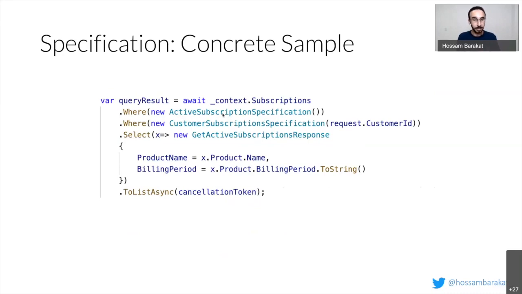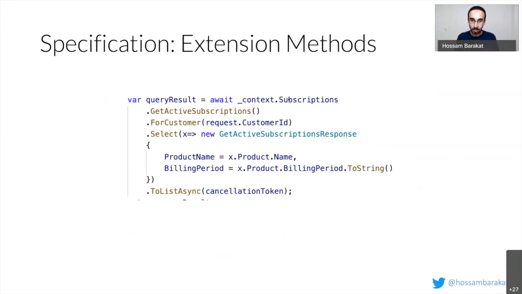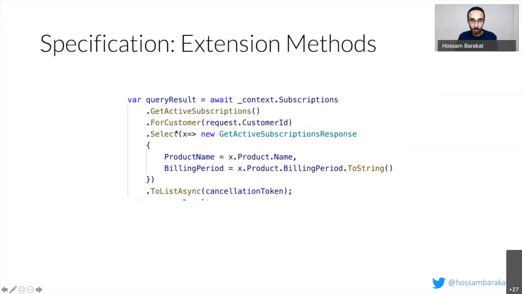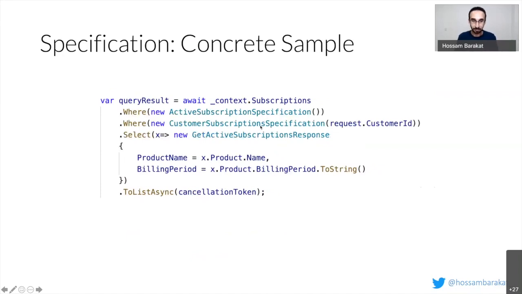However, with more complex specifications, this becomes a little bit harder to read, and the class names get bigger and bigger. The good thing is we can leverage extension methods to make our code more readable and encapsulate that behavior. So I can have something like context.subscriptions.GetActiveSubscriptionsForCustomer. GetActiveSubscriptions is an extension method that's wrapping that where method, and ForCustomer is wrapping that where new customer specification. So my code becomes much more readable, and I can reuse those concrete specification classes as a Lego.